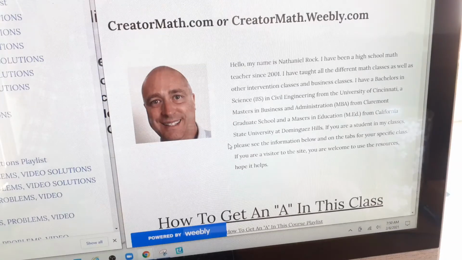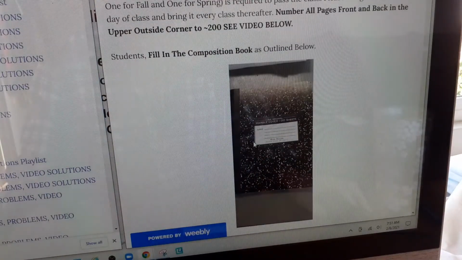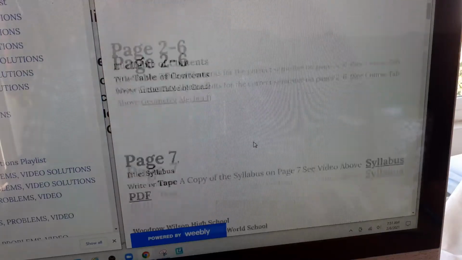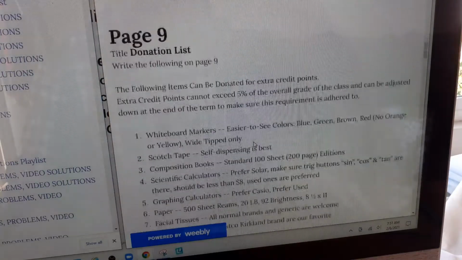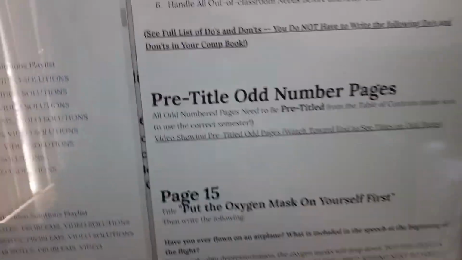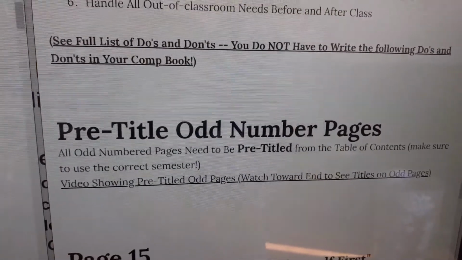I want to talk about one of the tasks you have to do for your composition book. On the website, on the home page, scroll down to where you see the composition book. This is where all the requirements are listed. Keep going down. There's descriptions of what goes on each page, and I want to get to the point right here where it says pre-title odd-numbered pages. There's a link here, and I'll put this video to the link.